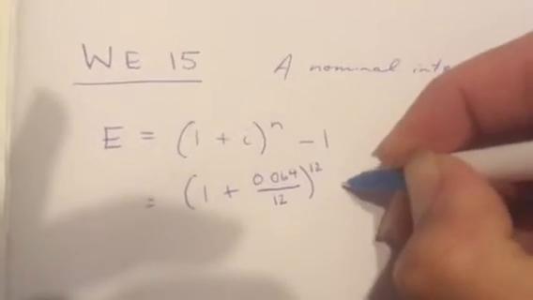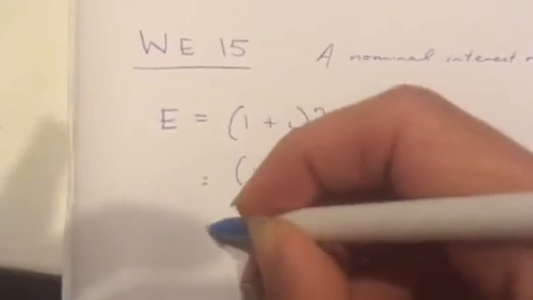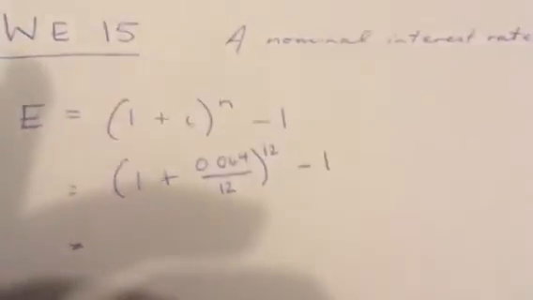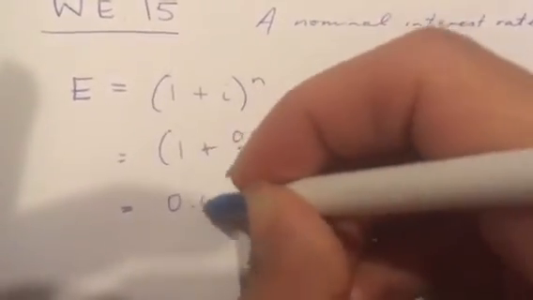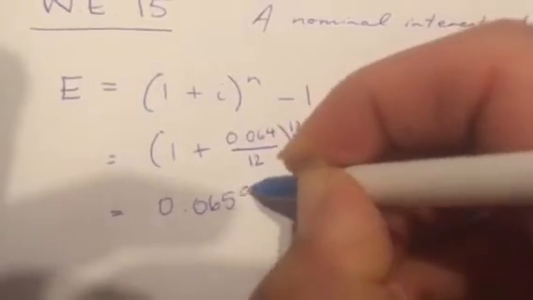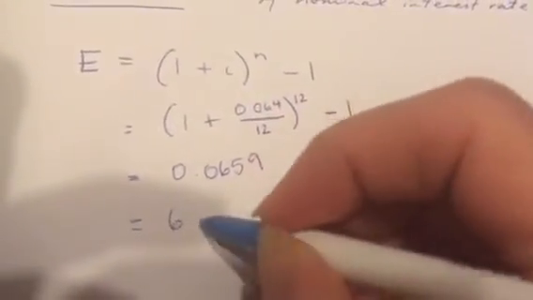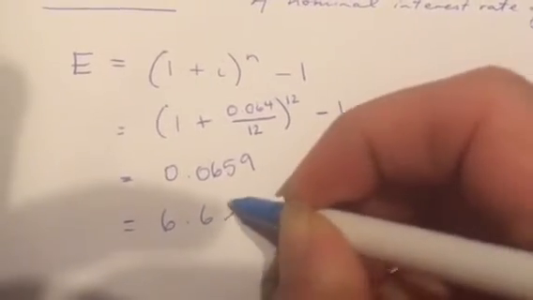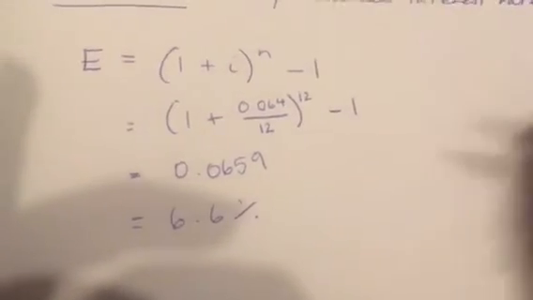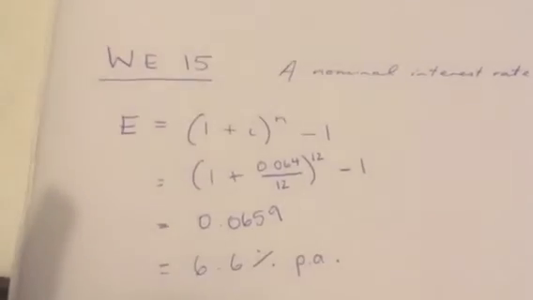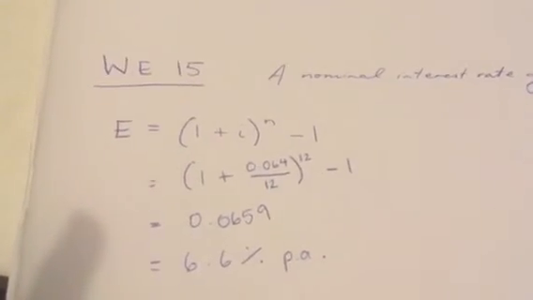So, 12, minus 1. If we pop that into our calculator, we end up with 0.0659, which is equal to, let's round it to 1 decimal place, 6.6% per annum. So the effective interest rate of this is 6.6% per annum.